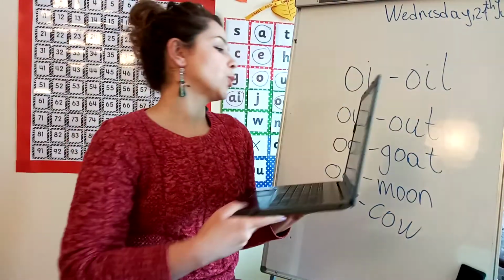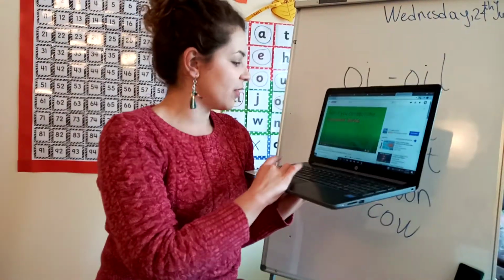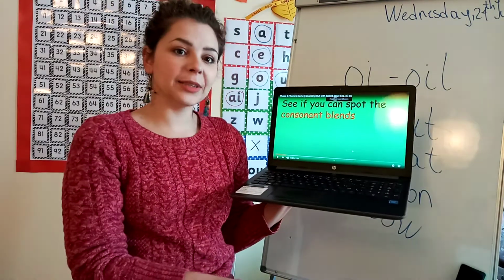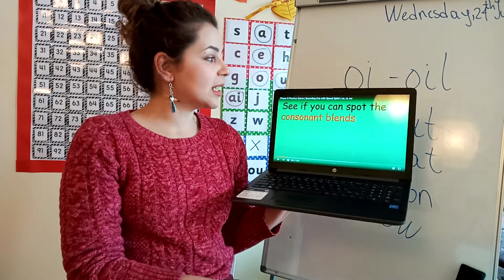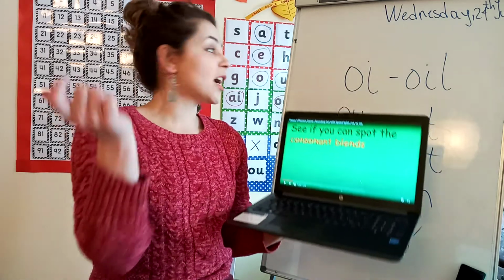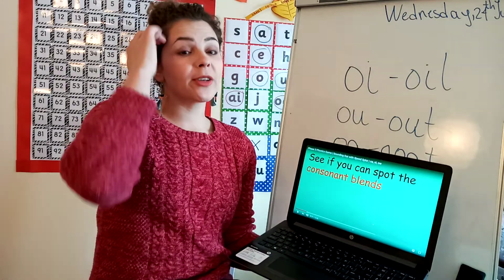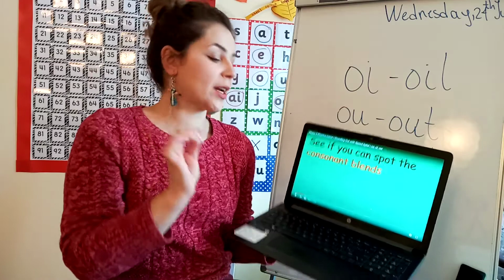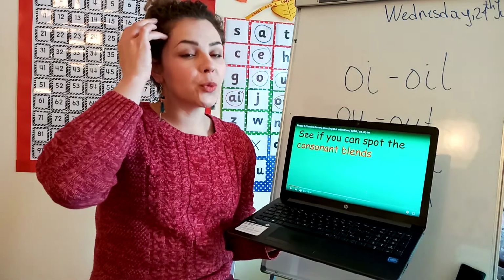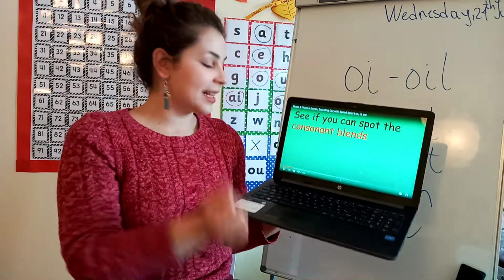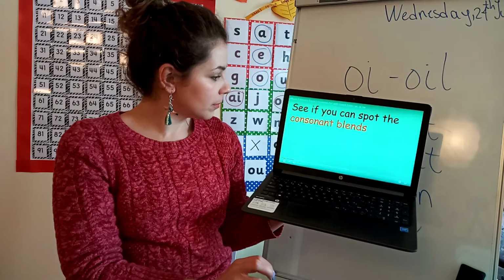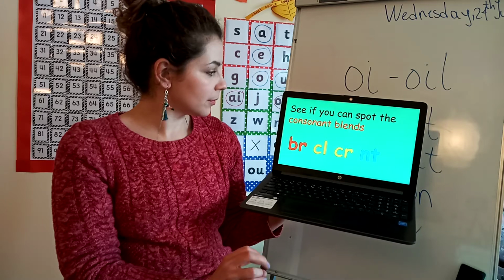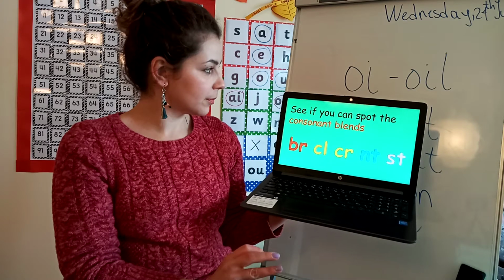So what you're going to do, you have the last video. You're going to see words. It's going to be one word written in 4 different ways, and you need to try to figure out what is the correct way. Those words are going to be written with the help of some blends. See if you can spot the consonant blends: r, cl, cr, nt, st. Get ready.